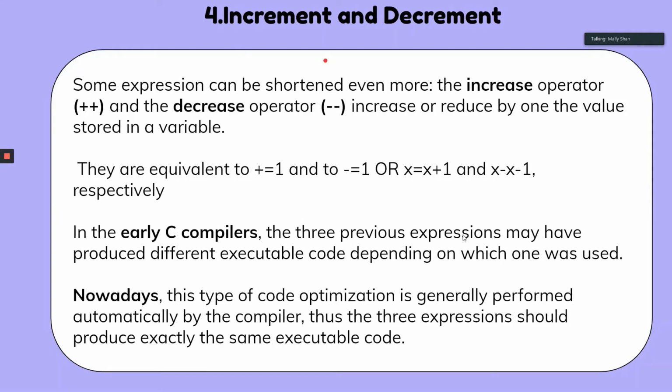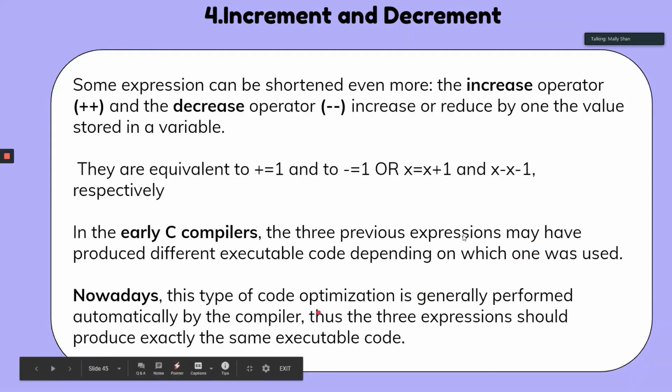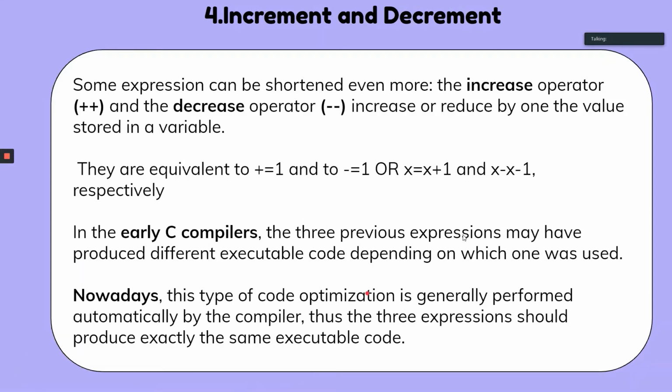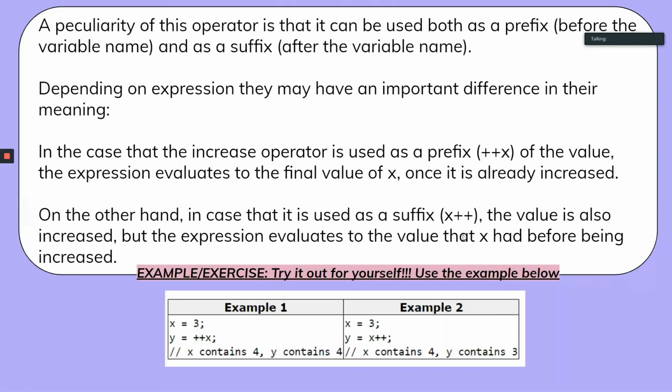Now, a quick note, this is going back to the conceptual theory of programming, but in early C compilers, which is the language before C++, these 3 different operations did not have the same meaning because they would have produced different code depending on which one was used. But nowadays, because of code optimization, which is basically a fancy terminology for your compiler becoming smarter, these 3 expressions actually produce the same executable code. So you don't have to worry about it. These all mean the same exact thing.